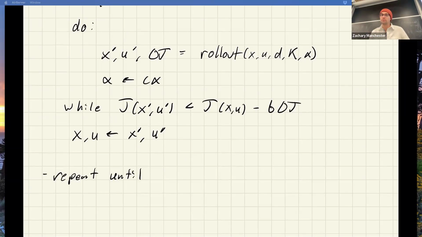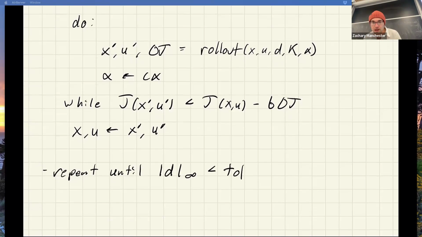There's the question here of how you decide when you're done. And we're going to use the following. The Ds, which are those feed-forward updates, we're going to basically do this until those updates are small, until it's not really taking steps anymore. So infinity norm means the largest single element of D, until that's below some tolerance.